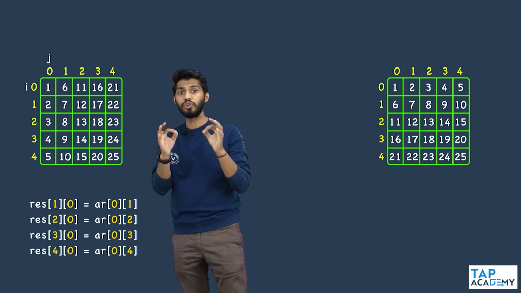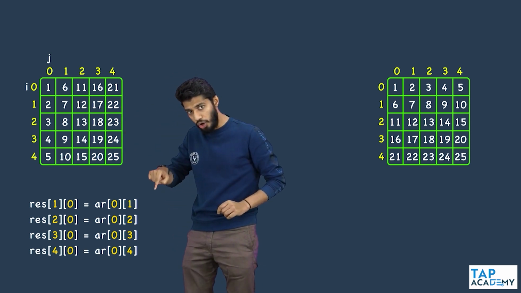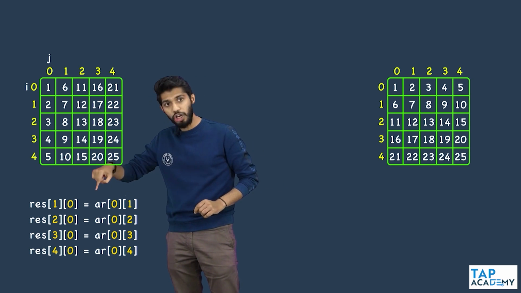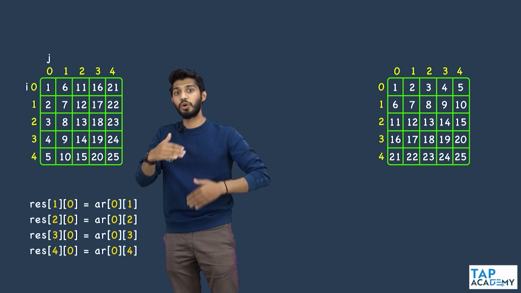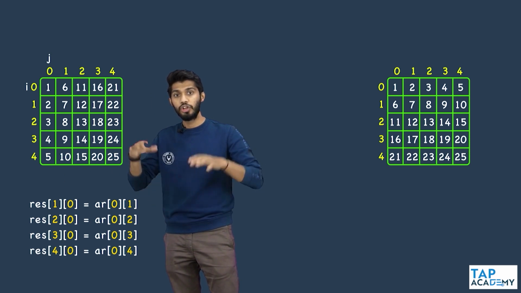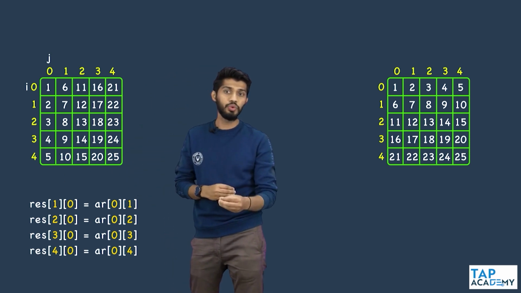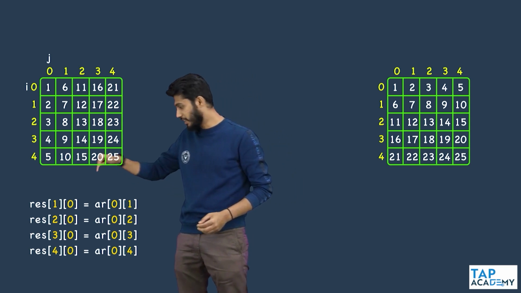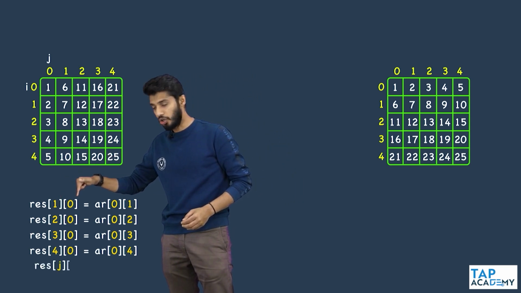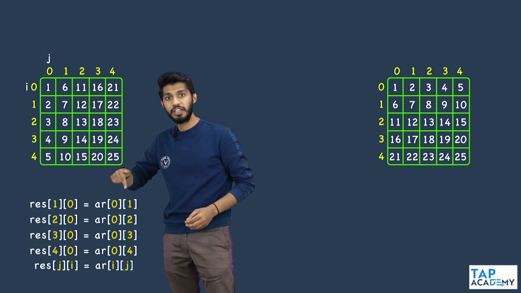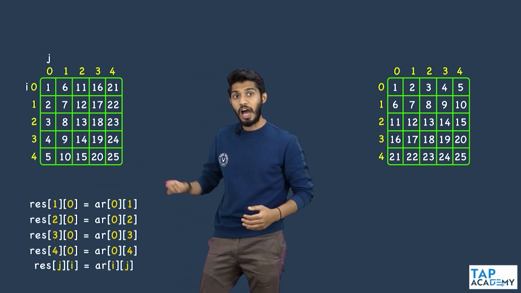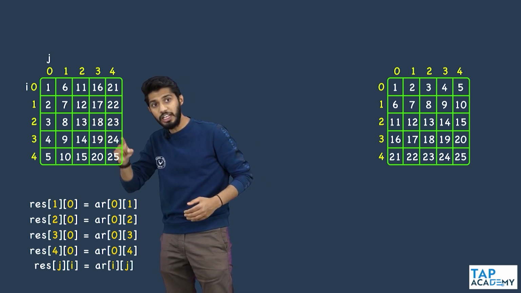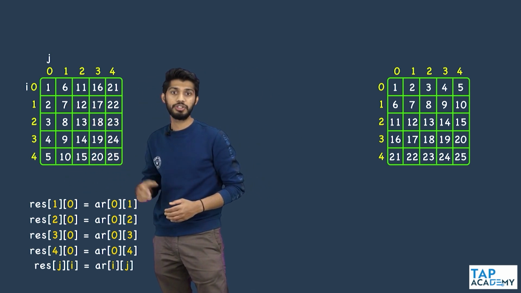Now in this I want you to observe one thing. All the rows over here would become columns and all the columns over here would become rows. That's the only thing that has changed. So basically all that you need to do is say result of ji is equal to array of ij. That's all you have to do. So how can I do this? I have to do this for all the elements present in this particular matrix.